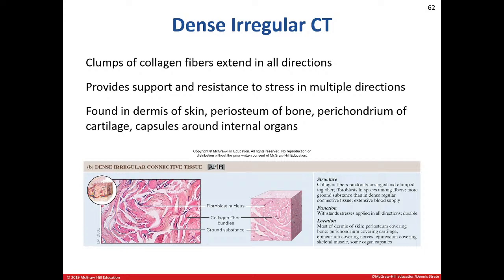So we find this in the dermis of the skin, the periosteum of the bone, the layer surrounding the periosteum, the perichondrium, which surrounds cartilage, as well as the capsules around the internal organs.